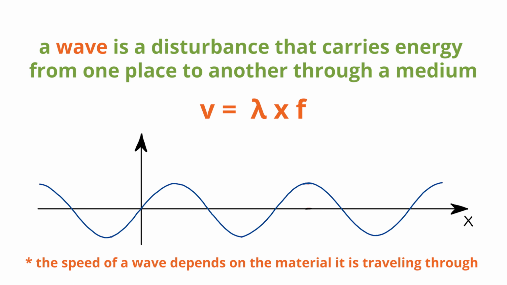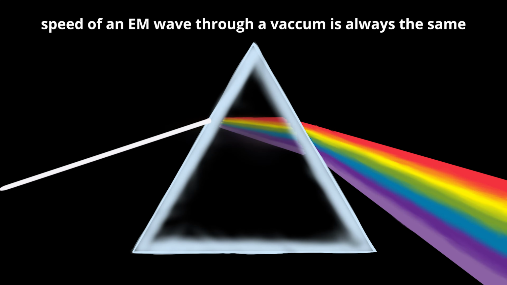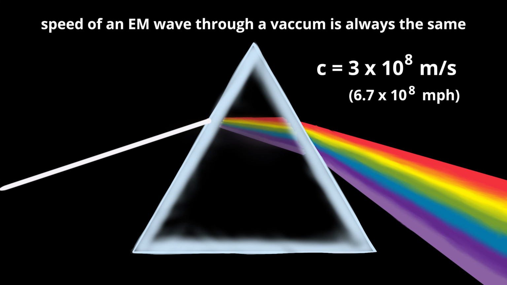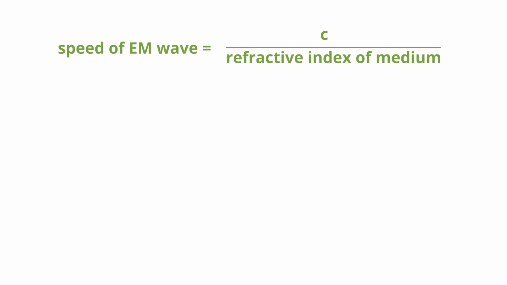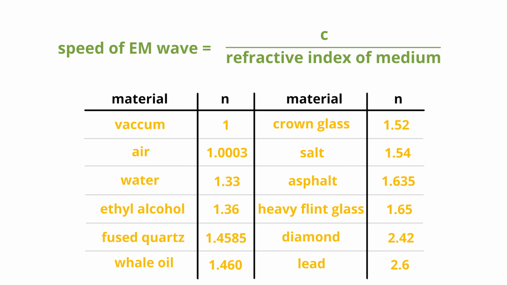The speed of a wave depends on the material it is traveling through. The speed of an electromagnetic wave, including light, through a vacuum is always the same. This is represented by c, and the value of c is always going to be 300 million meters per second, or 670 million miles per hour. To get the speed of an electromagnetic wave, you need to divide c by the refractive index of the type of medium the wave is traveling through. The refractive indices are as shown in the table.